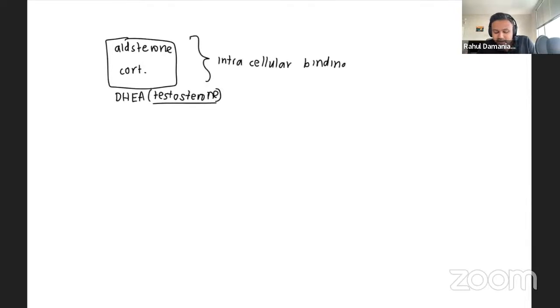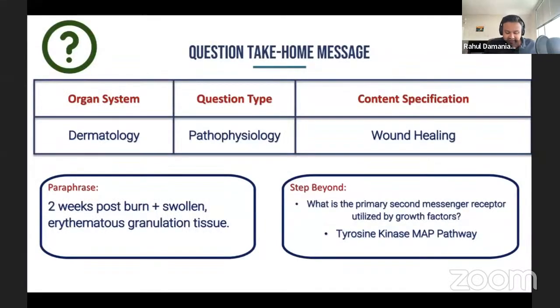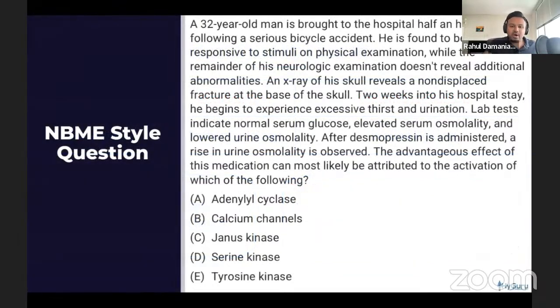And the USMLE loves for you to know that because it tests the general principle that steroid hormones are lipophilic. They cross lipid bilayers. That's even true when you're talking about anesthetics. The more lipophilic the anesthetic is, the more it's going to cross the blood-brain barrier, and you're going to have a good amount of potency with that anesthetic. Excellent job, everyone. Let's go ahead and go into our next question.